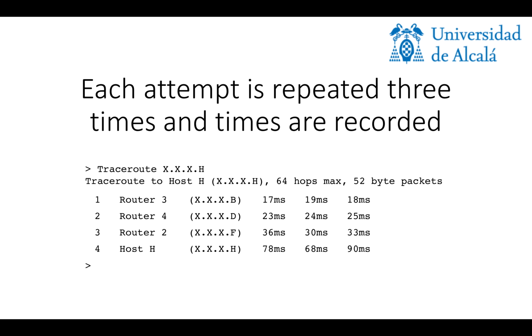So you can see here an example of what will be the output of Traceroute from this particular network, and you can see that there are 4 entries, one for router 3, one for router 4, one for router 2, and finally one for host H. And you can see the different times for each of the attempts. And this is basically how Traceroute works.